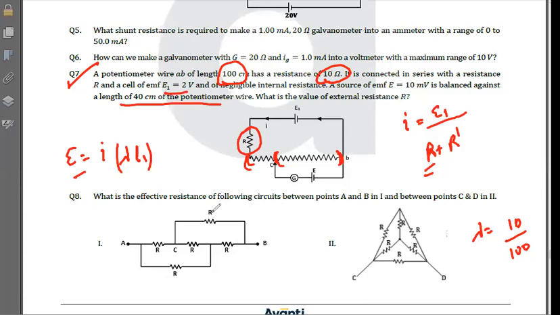Can you find R? Tell me. Can you find R now? Sir, it is equal to 10 millivolt. 10 into 10 to the power minus 3 is equal to I, which is, tell me, which is what? 2 divided by R plus 10, right? Into lambda. Lambda is 10 by 100 into L1 is 40, right?